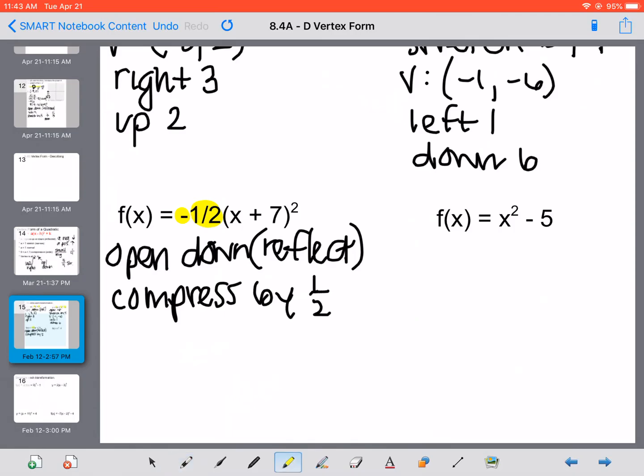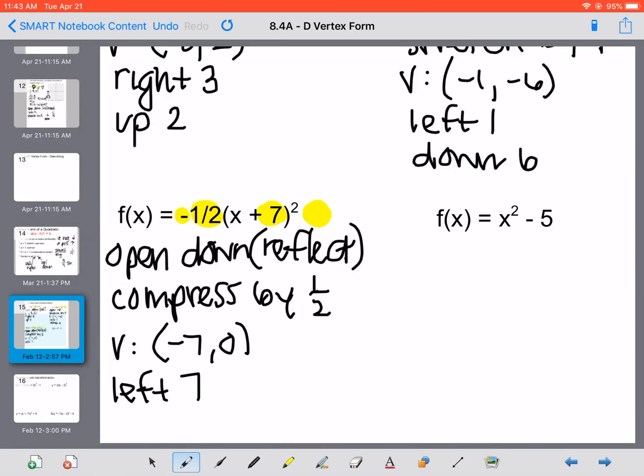And then the next thing I would need to look at is my H and my K. Well, if you look at that, we have nothing in the K spot, so my vertex is going to be at -7, 0. -7 means you're going to go left 7, and then 0 means I'm not moving up or down. And so that would be the description of that problem there. Let's look at this last one here.